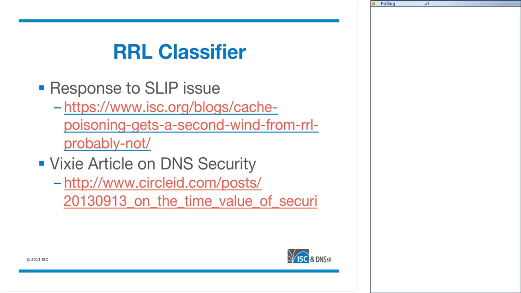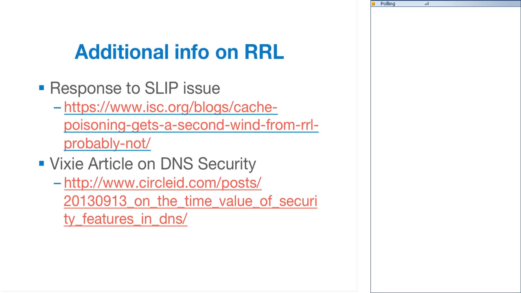Peter mentioned some additional resources on RRL, and Brian Connery, one of our colleagues, wrote a really nice blog in response to the slip default. So that's a nice read. And also Paul Vixie wrote a post. Peter was alluding to the timing issues that were brought out in that report, and Paul wrote a really well thought out post on Circle ID about all this as well. So we highly recommend those.